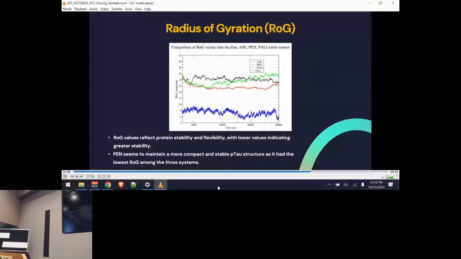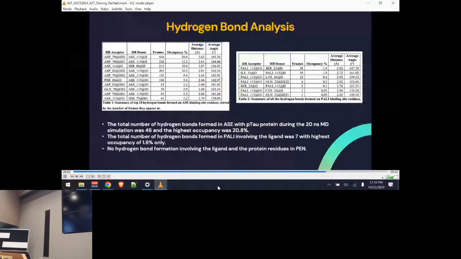Radius of gyration (ROG) values reflect protein stability and flexibility, with lower values indicating greater stability. PAN seems to maintain a more compact and stable p-tau structure, and it had the lowest ROG among the three systems. Hydrogen bond analysis is performed to understand the protein stability and evaluate the ligand binding.